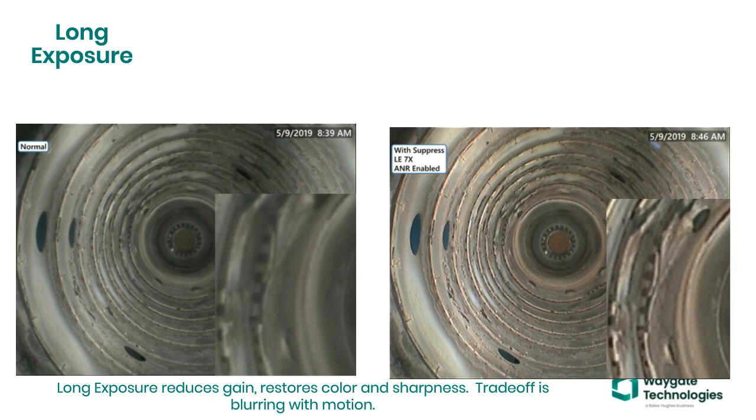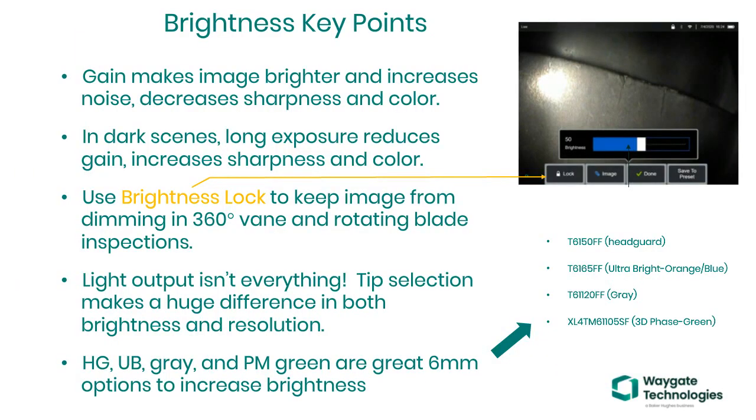That concludes our section on brightness. Let's look at some key points. Gain makes images brighter, but reduces sharpness and color. In dark scenes, long exposure can reduce gain and increase sharpness and color. For scenes that create a situation where the camera is constantly adjusting to different scenes, MViQ has a brightness lock to hold the brightness constant. This can be useful when inspecting rotating blades, as an example. Make sure the correct tip optic is chosen for the job. It can make a huge difference. Several of our brightest tip options are displayed here.